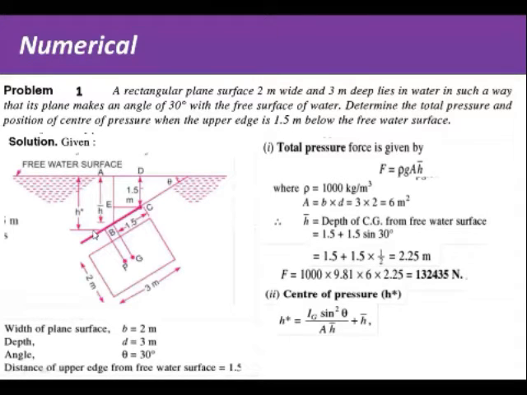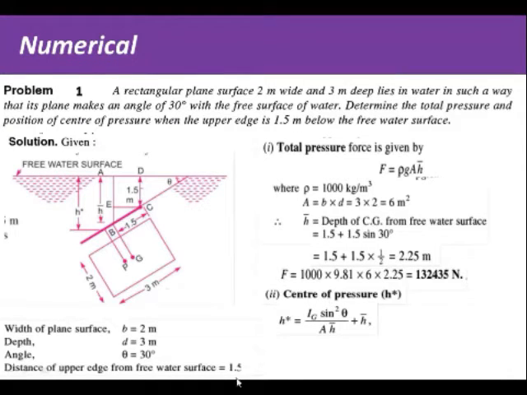So H star is given by H star equals Ig sine square theta upon A h bar plus h bar. Here sine theta is known to us. Theta is 30 degrees, so it is sine square 30. A is 6 meters square. h bar we had calculated 2.25. So the next thing which we are supposed to calculate is the value of Ig.